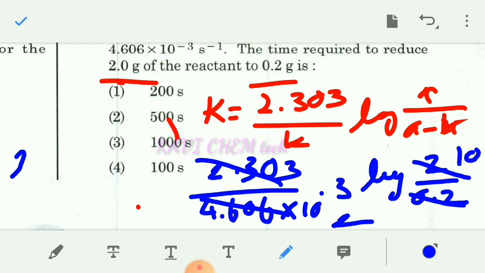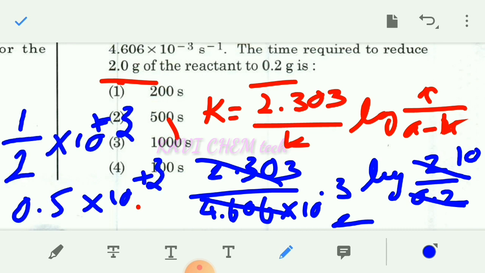So you will get 1 by 2, you will be getting 1 by 2 into 10 to the power of plus 3. So that is 0.5 times 10 power 3, which is nothing but 500. So 500 seconds is the correct answer.